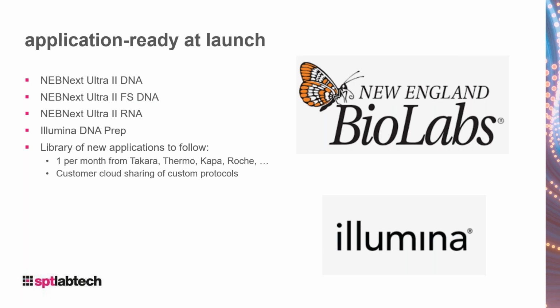As we ship the systems, there will be a number of protocols available. So one of the ones that's going to be discussed today is the NEBNext Ultra II FS DNA, but also the standard DNA and the RNA kits from NEB, and then also the Illumina DNA Prep. And then there's a long list of applications that we'll be adding to that. So typically something like one per month will be added and available over the cloud to download.